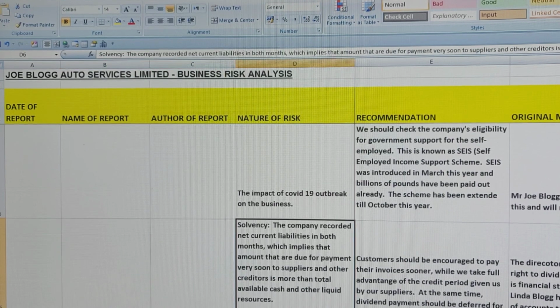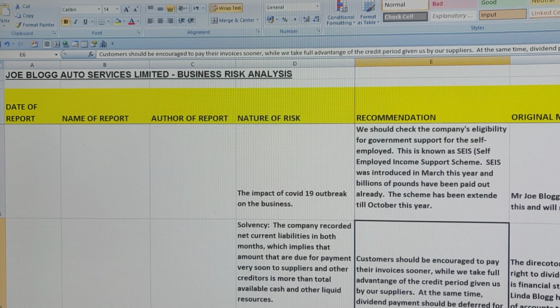Now, here is another recommendation. You have spotted a problem with the company's solvency, that is, the company not having enough cash to pay creditors. The company recorded net current liabilities in both months, which I've just shown you, that is more debt than assets, which implies that the amount due for payment very soon to suppliers and other creditors in total is more than the total available cash and other liquid assets. So what is your recommendation here? Customers should be encouraged to pay their invoices sooner while we take full advantage of the credit period given to us by our suppliers. At the same time, dividend payments should be deferred for as long as possible.